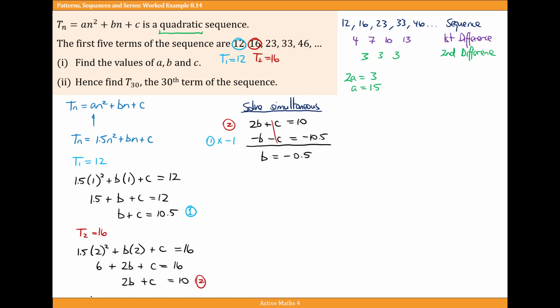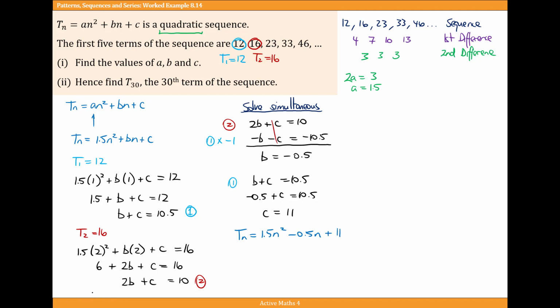Now that I know b is minus 0.5, I'm going to sub that into equation 1, which is b plus c equals 10.5. So b is minus 0.5, so minus 0.5 plus c is 10.5. And then adding 0.5 to both sides, I get c is equal to 10.5 plus 0.5, which is 11. So now that I have values for b and c, I can rewrite the general term as Tn is equal to an squared, which is 1.5n squared, plus bn, which is minus 0.5n, plus c, which is plus 11.